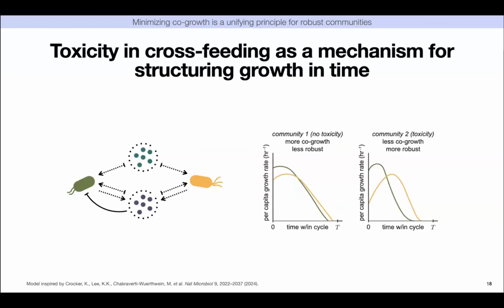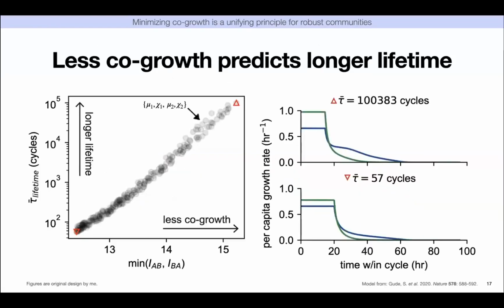Milena, perhaps you'll describe this, but why is a larger number on the x-axis less co-growth? Sorry, that's a bit confusing. So maybe you'll explain it.